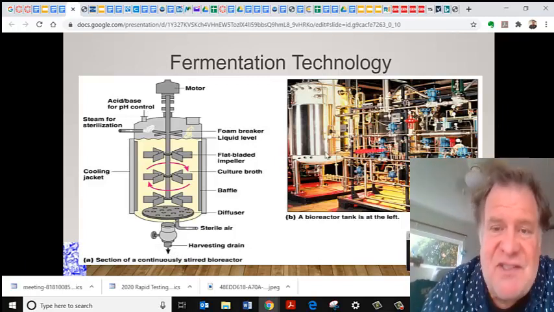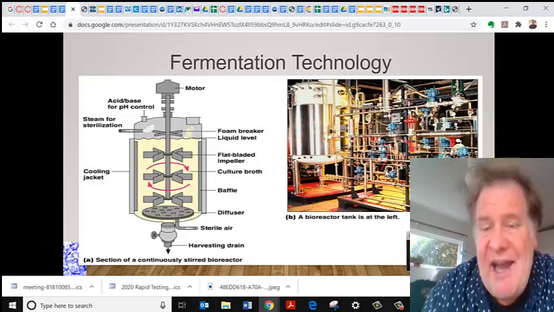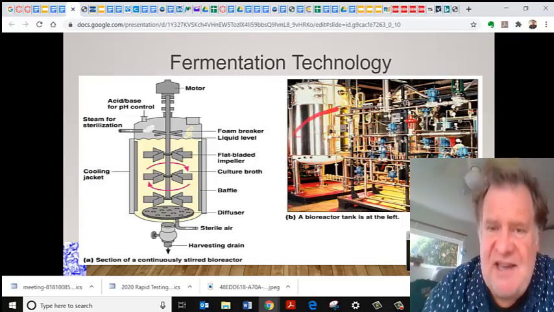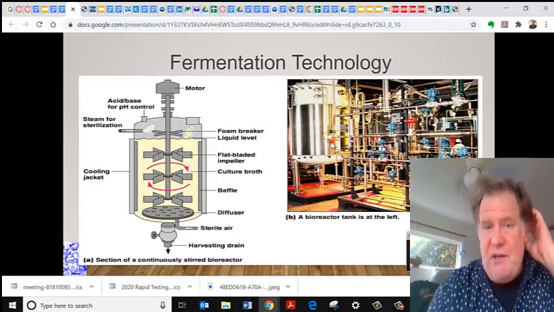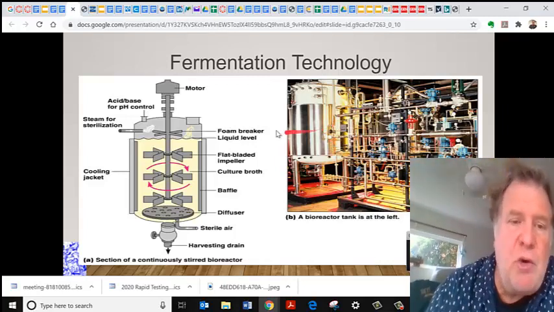They don't need all these valves and stuff like that. They don't have to control the oxygen as much, but we will see tanks like this. And if you go to your local brewery, which I used to do, I don't anymore.